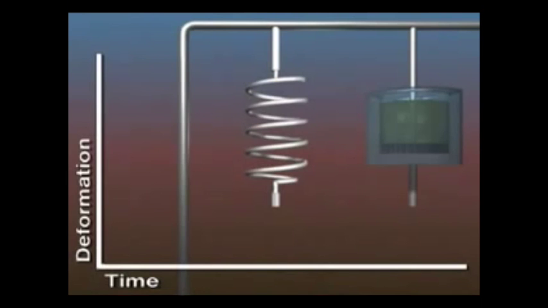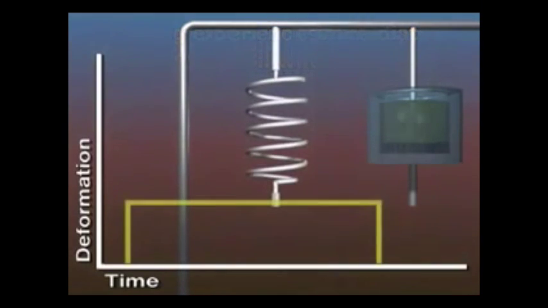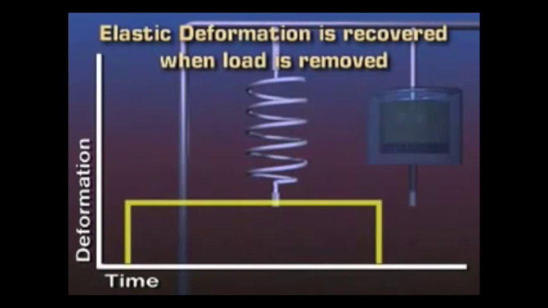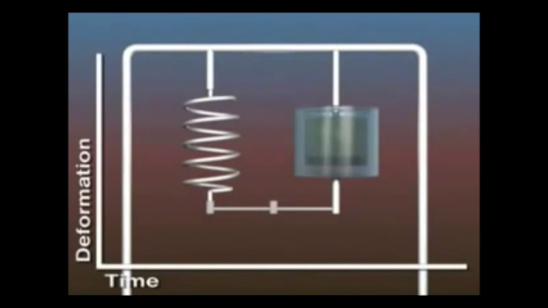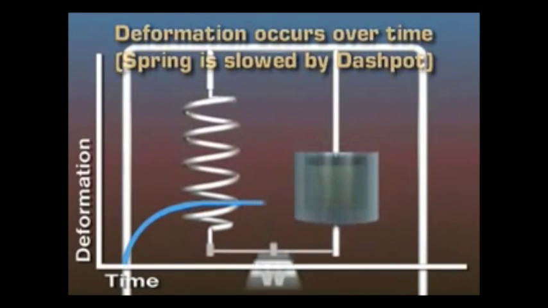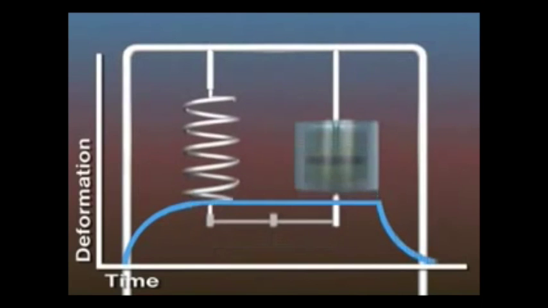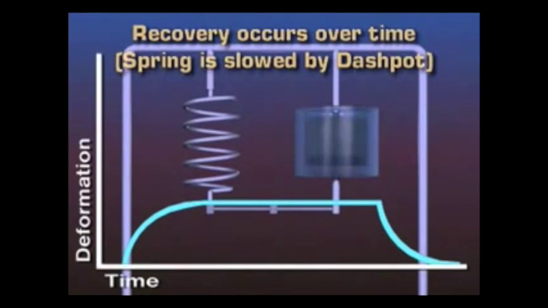The first component of the model is a spring. When a weight is added to the spring, an immediate deformation is observed. When the weight is removed, all of the elastic deformation is recovered. The second portion of the model involves a spring and dashpot in parallel. The spring portion of the system cannot immediately deform because the viscous component slows it down. Therefore, the deformation takes place over a period of time. As the weight is removed from the system, the deformation recovery of the spring is slowed by the dashpot.